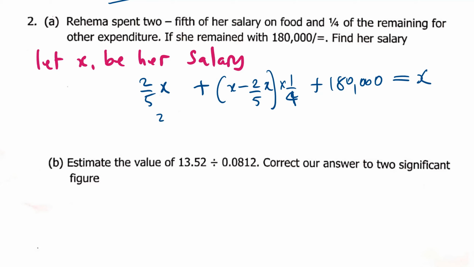So we open the bracket. You have 2/5 XC plus 3/5 times 1/4, you get 3/20 XC plus 180,000 equals to X.